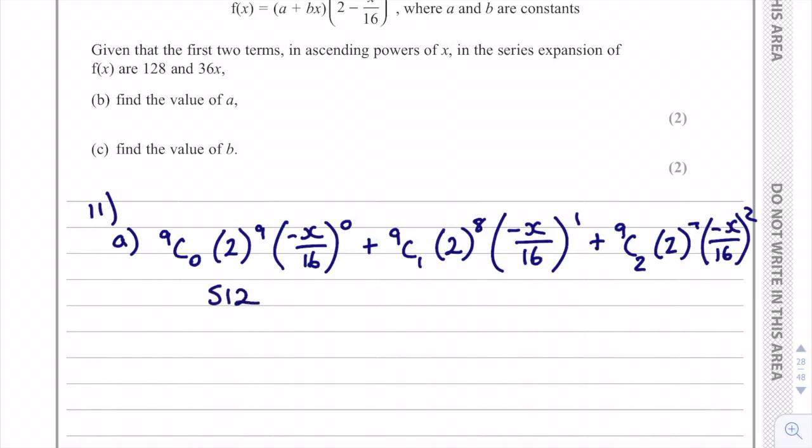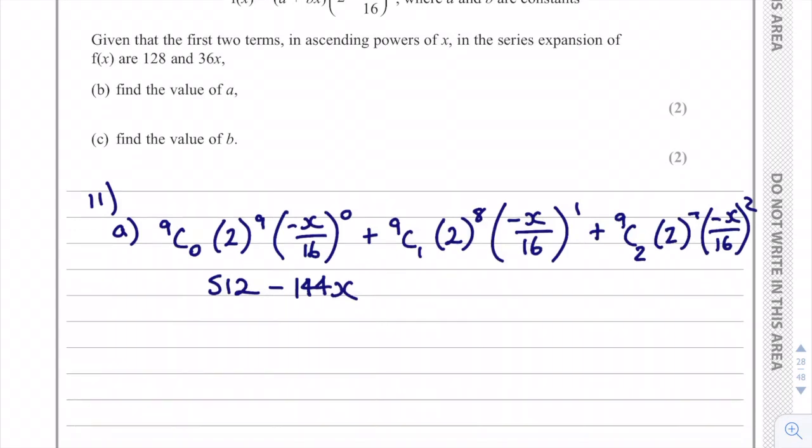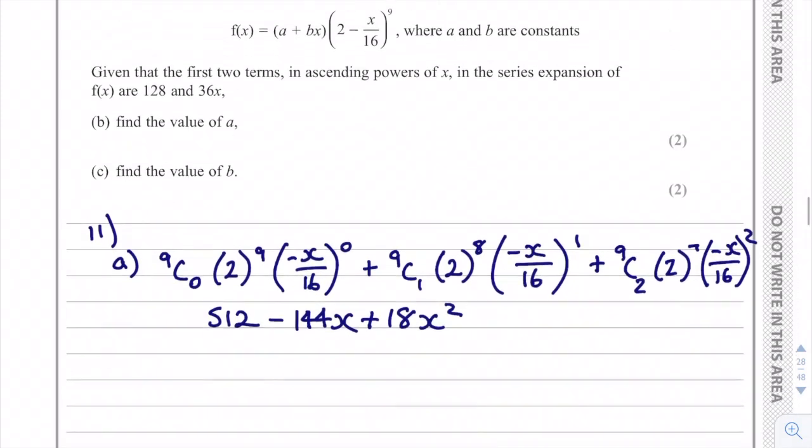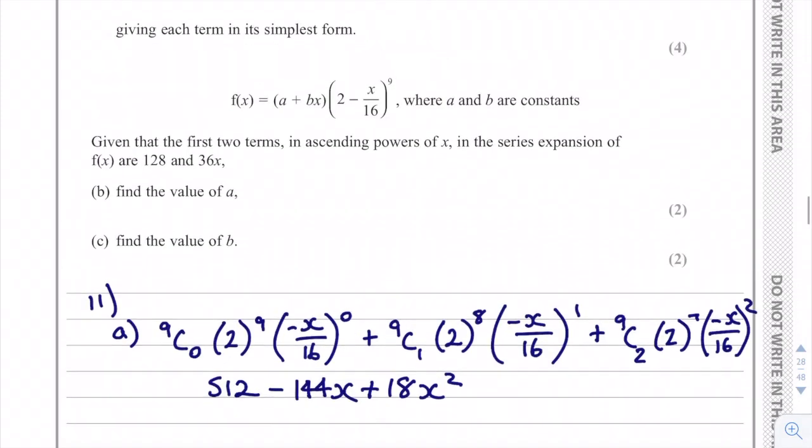For the second term, we're going to have 2 to the power of 8, which is 256, divided by 16, which is 16, then times by 9, which is 144, then multiplied by minus x. So we're going to get minus 144x. And then the third term, 9 choose 2 is 36. And then 36 times 2 to the power of 7. Then multiply by minus 1/16 squared gives us 18. And then we've got x squared. And that is the first 3 terms for that first expansion.